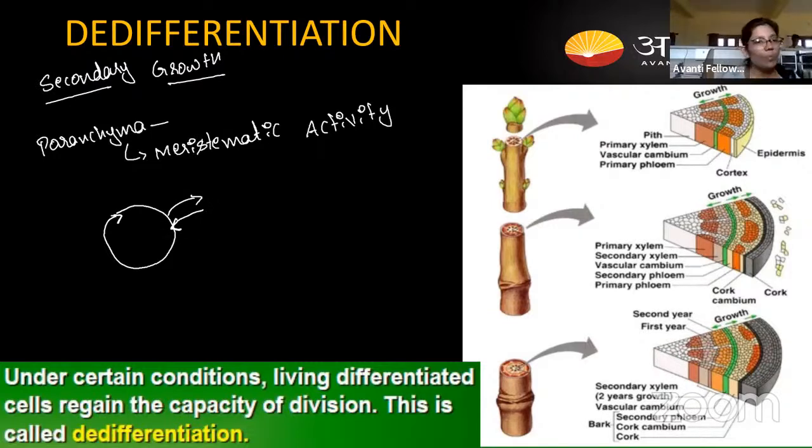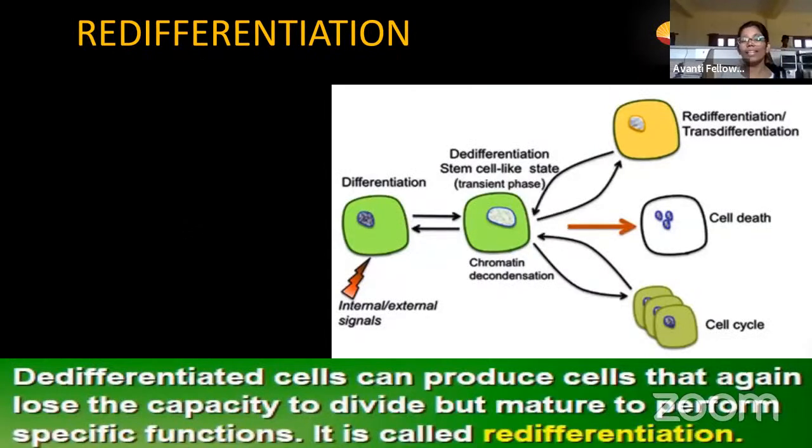Now what happens? The parenchyma cell got a meristematic activity. Once the girth of the plant has increased properly, this parenchyma cell is going to escape again from the cell cycle. This process is called redifferentiation. Is it clear? Differentiation, dedifferentiation, and redifferentiation.